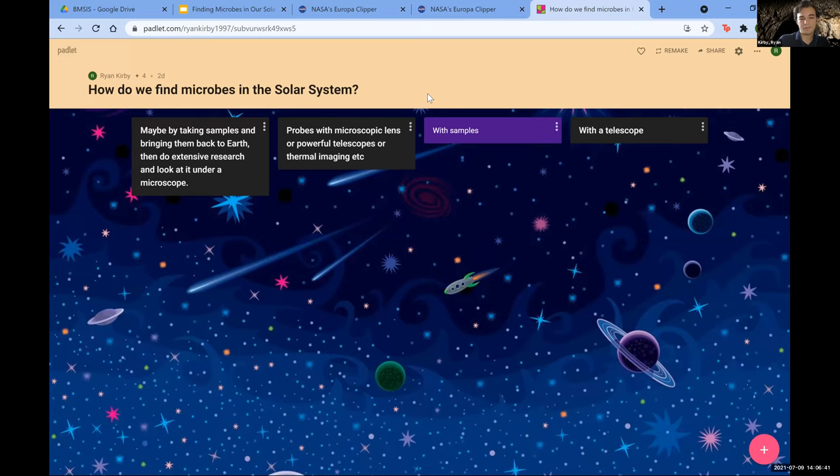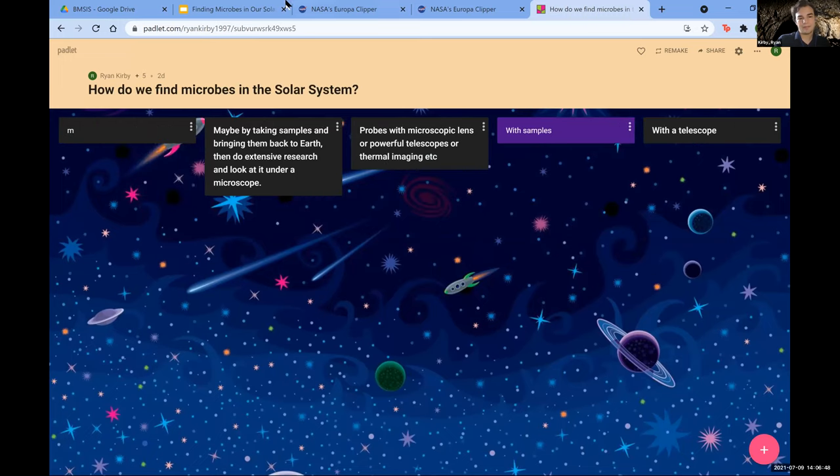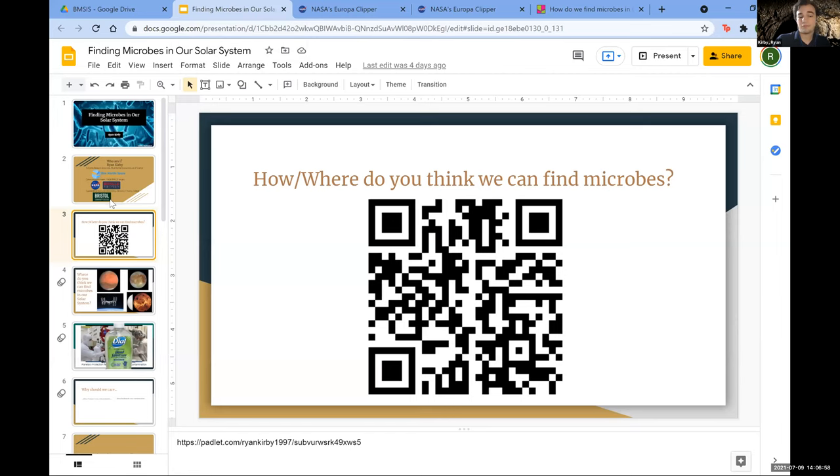A lot of people put down here that microscopes can be used, or powerful telescopes or thermal imaging. And so that's some great stuff, and I think we'll head back to that at the end, so feel free to continue to contribute to that, and we will take another look at the end and see if everyone still agrees with what they wrote.